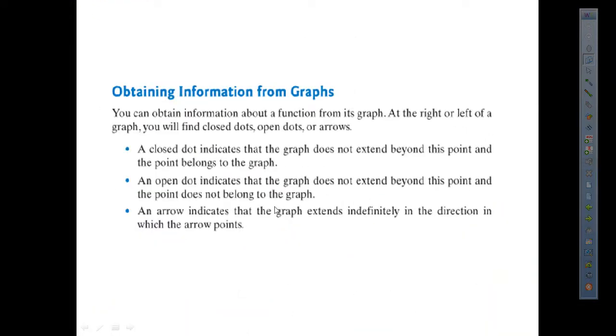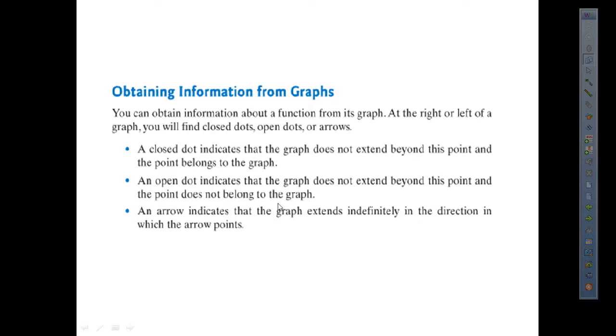Now, you can obtain information about a function from its graph. At the right or left of a graph, you will find closed dots, open dots, or arrows. A closed dot indicates that the graph does not extend beyond this point, and that last point does belong to the graph. That's called a closed interval, or at least the closed end of an interval. That's why it's a closed dot.